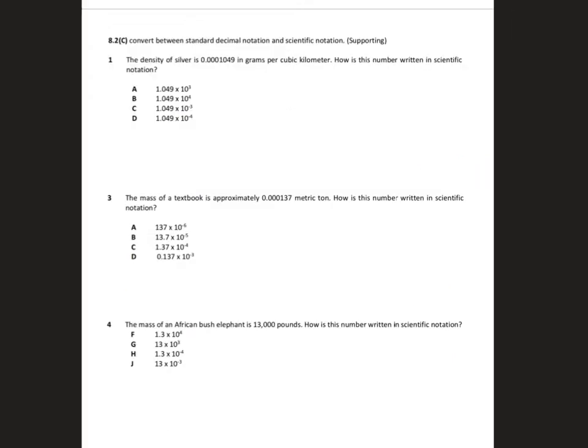Next up, we're going to convert between standard decimal notation and scientific notation. So if we're looking at number 1, the density of silver is 0.001049 in grams per cubic kilometer. How is this number written in scientific notation? I'm going to write it a little bit bigger so we can see it and we can play with it a little easier.